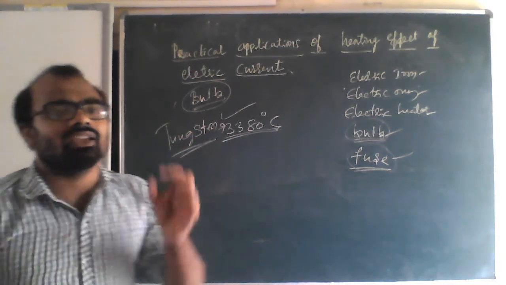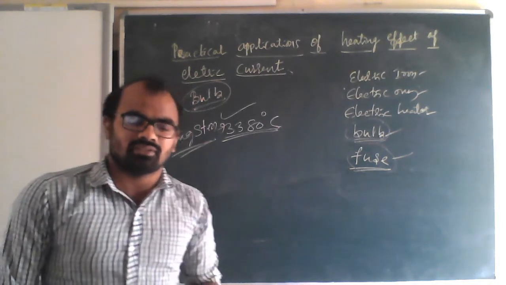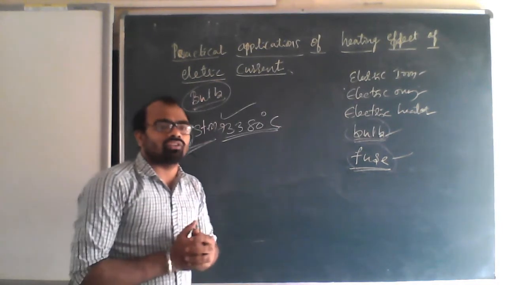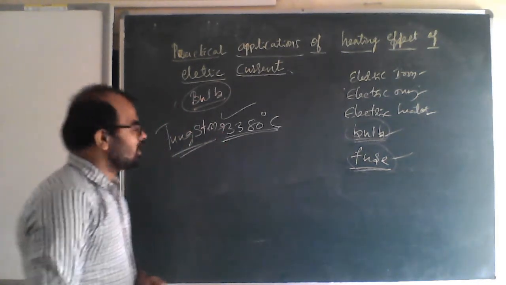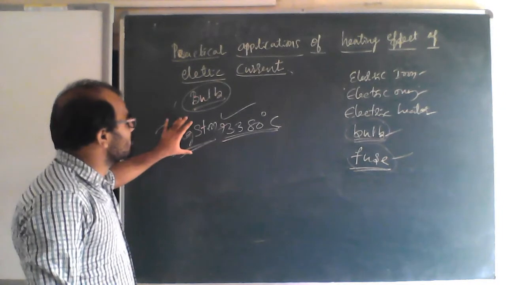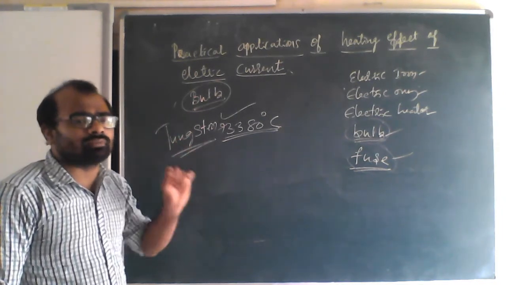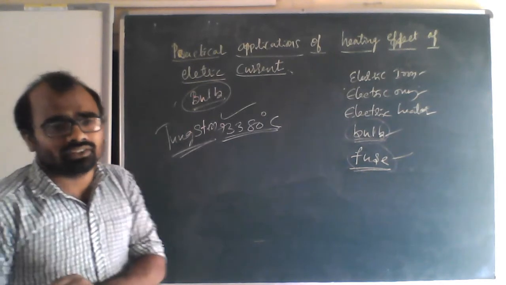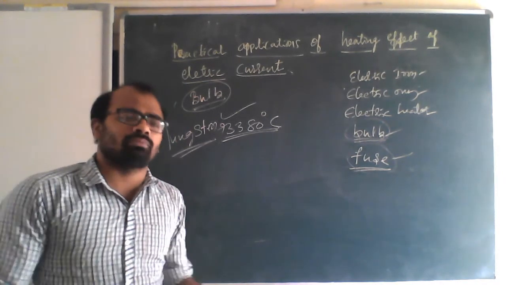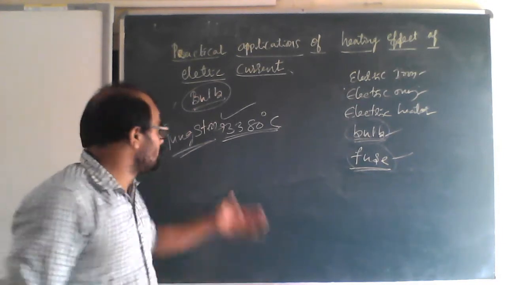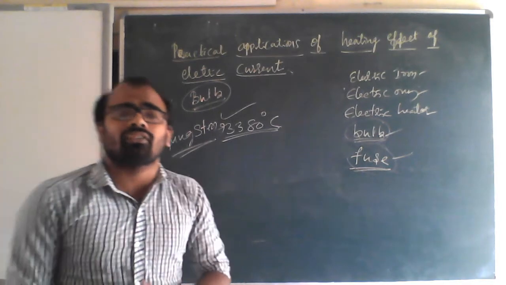So that is why tungsten is used in bulbs, in the filament of bulbs. The filament of the bulbs is made up of tungsten material. This is very important. Tungsten is used in making the filament of bulbs because it has a high melting point, so that maximum temperature and maximum heat can be produced with the heating effect of electric current.